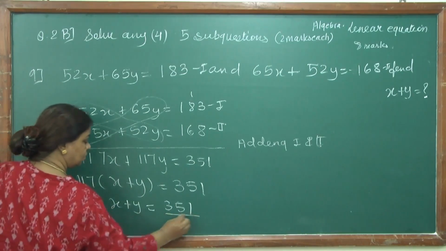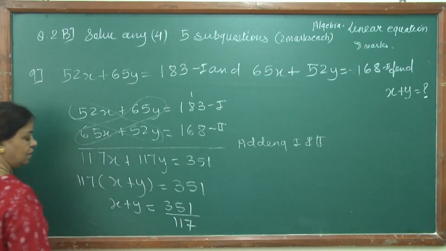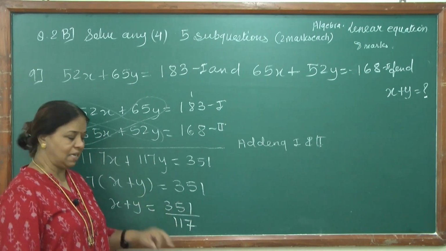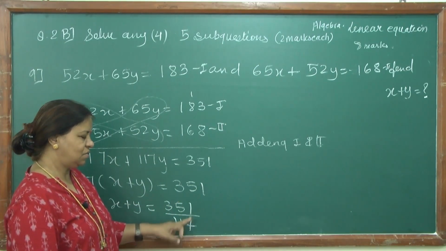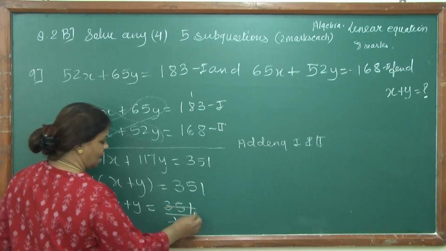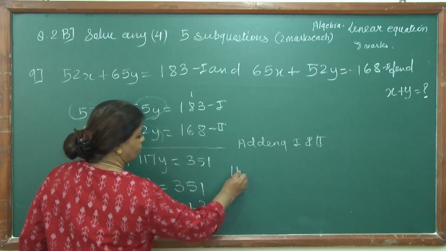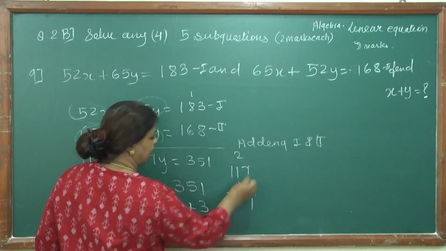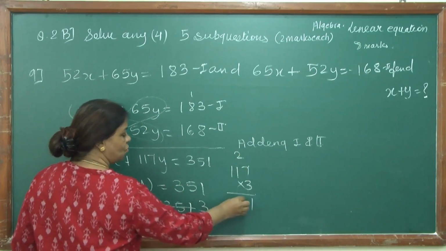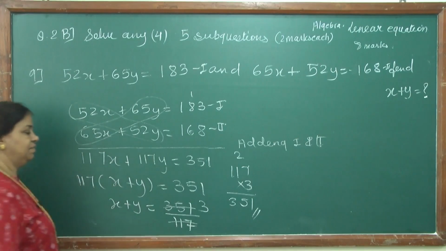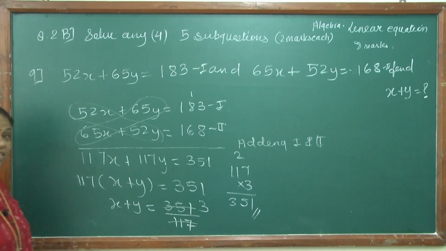Now let me divide this. x plus y is equal to 351 by 117. Okay. So 117 how many times will give you 351? 3 times, because 3 7s are 21, so I get 1 here. So 117 times 3. If you multiply, 3 7s are 21, 2 carry, 3 1s are 3 plus 2 is 5, 3 1s are 3, 351. You can pause the video and solve the sum.